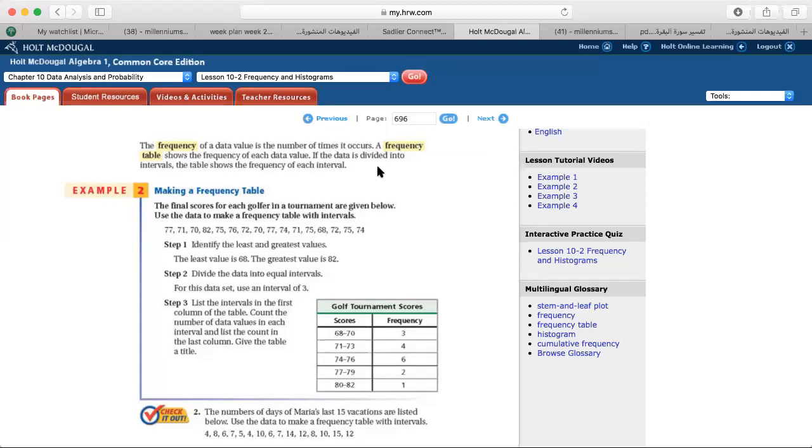For example, grades 1, 2, 3 in a period. I took the first 3 grades in a period, then grades 4, 5, and 6 in a period, then 7, 8, 9 in a period. So now I made intervals. I divided the 9 grades into intervals.